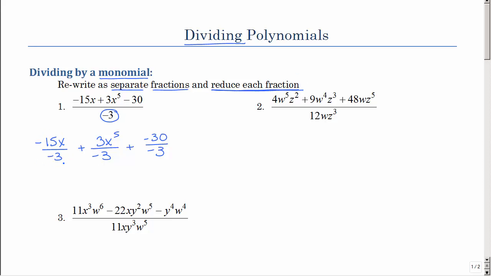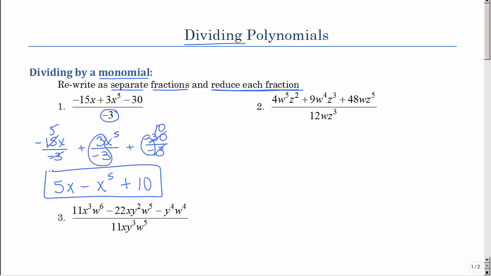So in this one, a negative over a negative is a positive 5x. 3 goes into 15 5 times. Here I can reduce that to negative 1, or just a negative x to the fifth. Then a negative over a negative is a positive. 3 goes into 30 10 times. You can leave your answer like that, or if you want, you could write it in standard form.